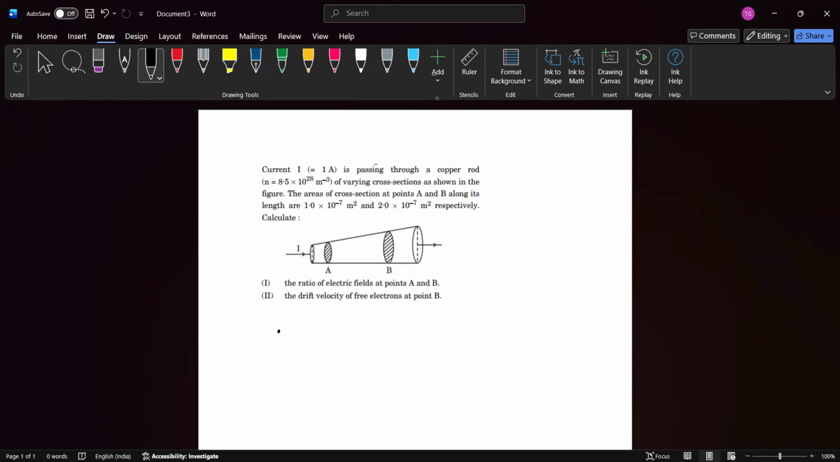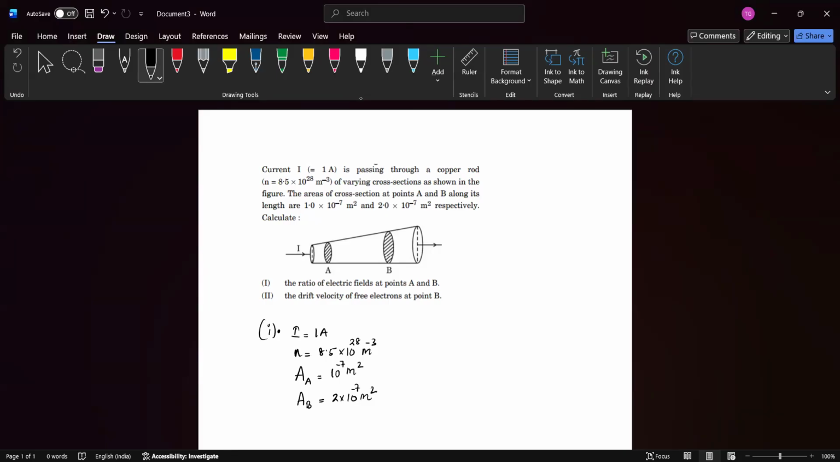So we know the current is given as 1 ampere, and the number density is given as 8.5 into 10 power 28 per meter cube. The area of cross section at point A is given as 10 power minus 7 meters square. Area of cross section at point B is given as 2 into 10 power minus 7 meters square. These are given. So how do you find the ratio of electric field? We have to relate this to electric field.